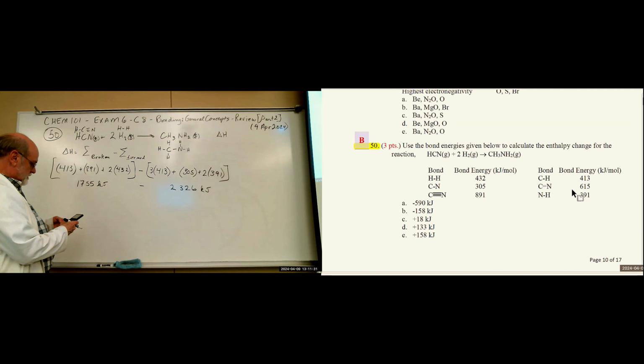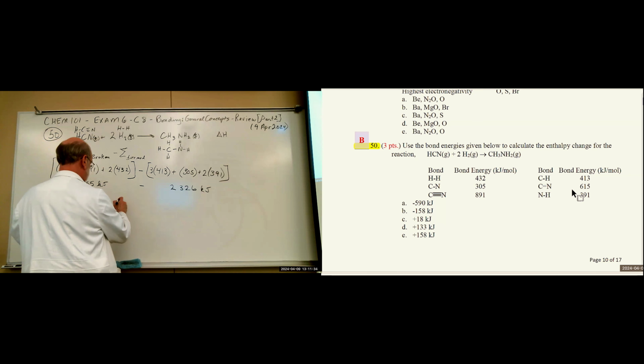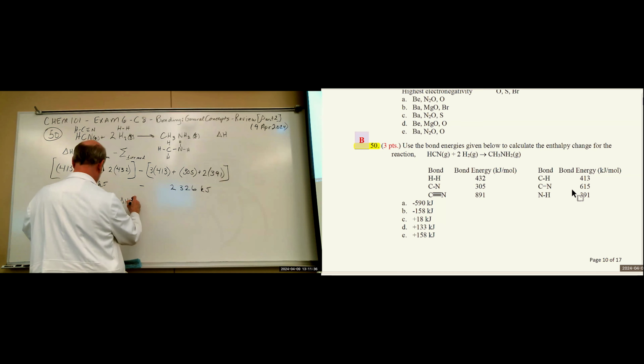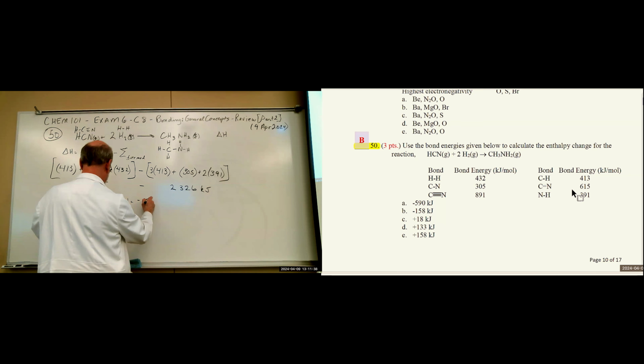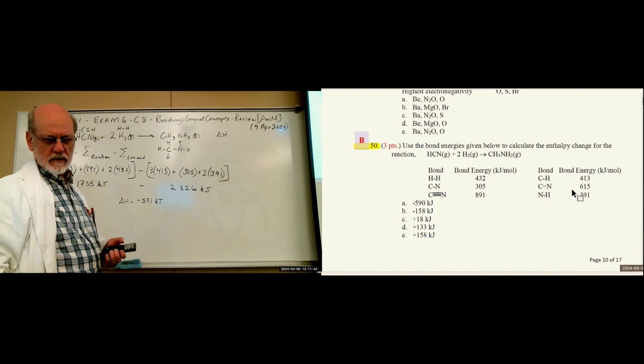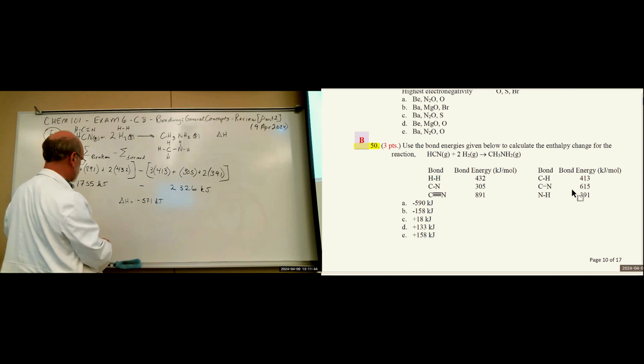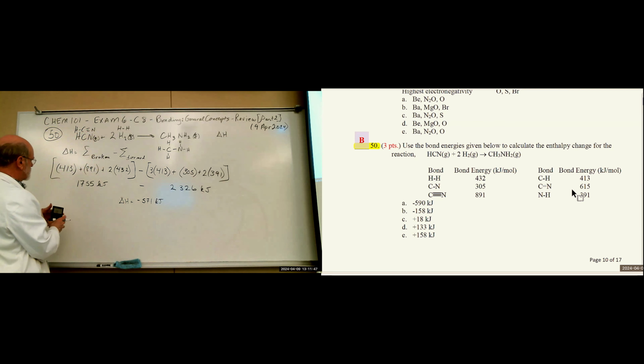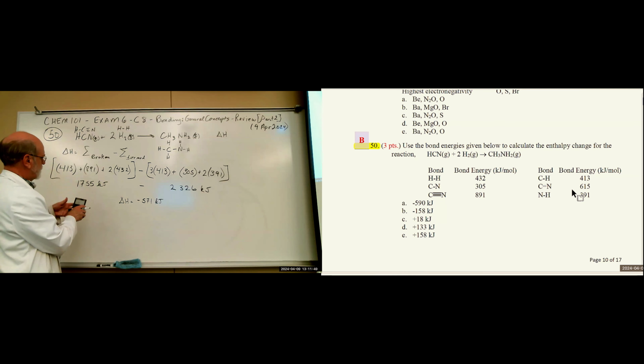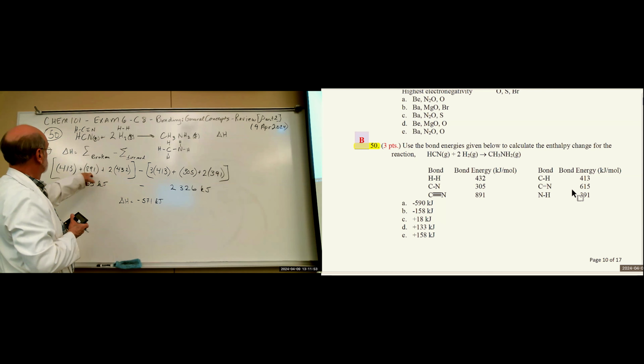So that one I just subtract. And the delta H I calculated was minus 571 kilojoules. No, I did something wrong. Let's see. Let's do 2 times. Did I get all these right?